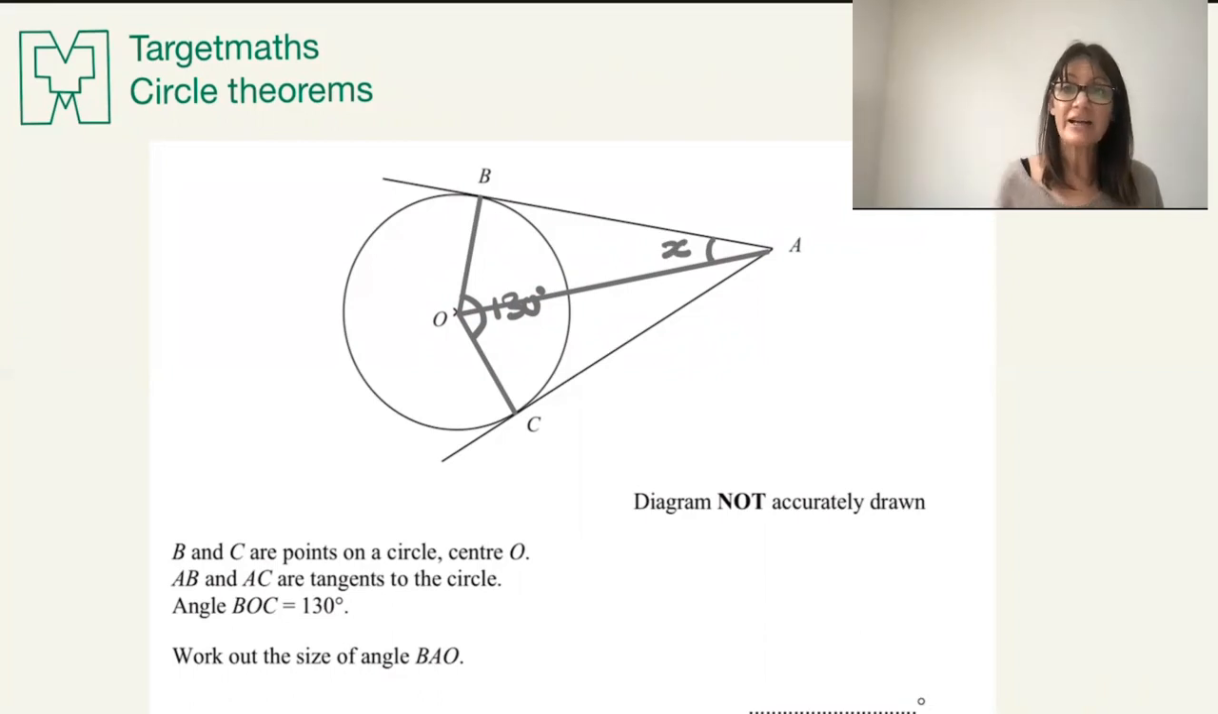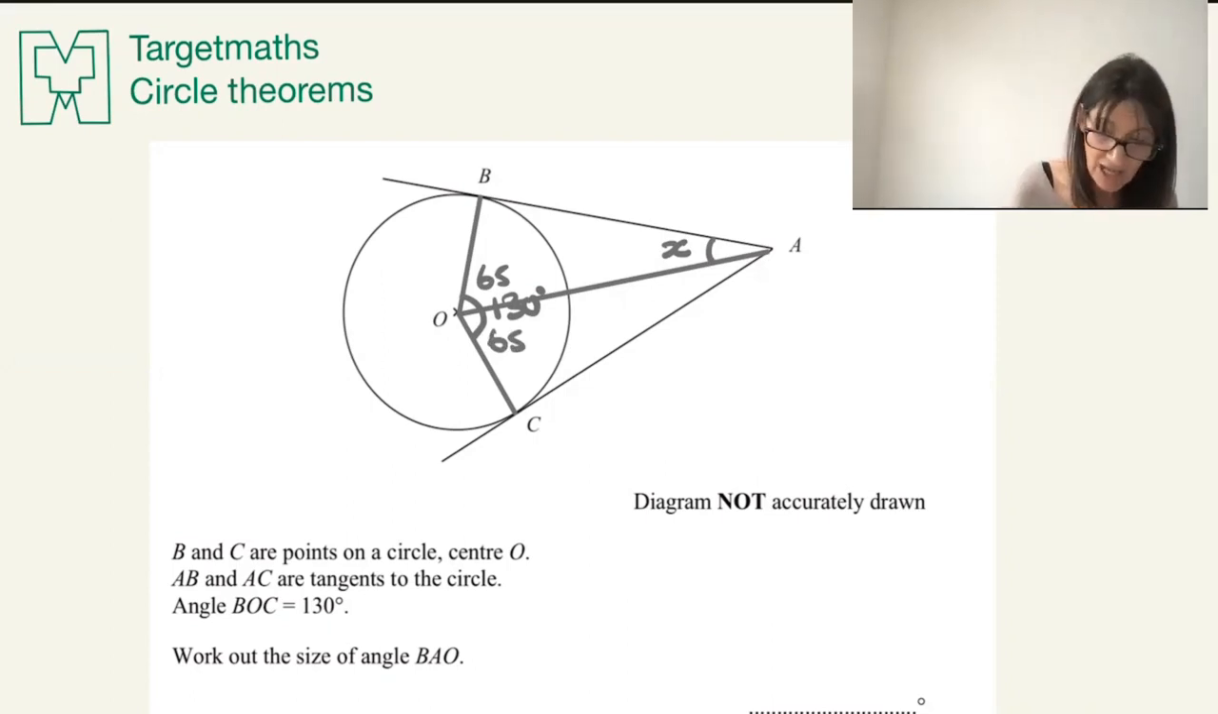I know that that line is bisecting, so my 130 can now be halved into 65. I've got 65 that side. I can mark it on if I want to. Okay. I also know that my radius and my tangent are meeting to make 90 degrees. So x is now solvable by doing 180 take away your 90 plus your 65, which is 90 plus 65. Yep, that is going to be 25 degrees.